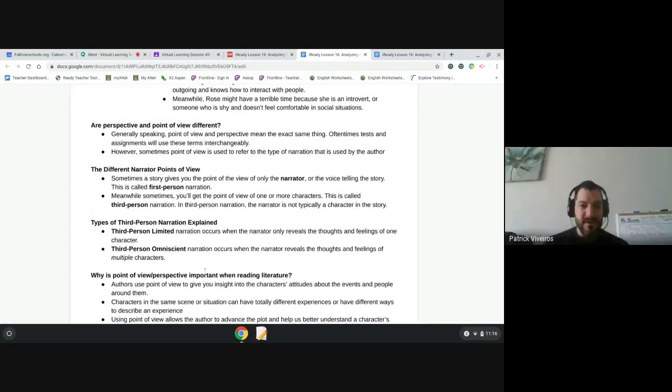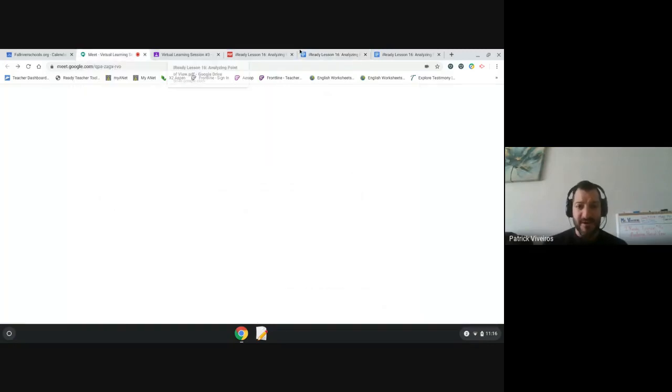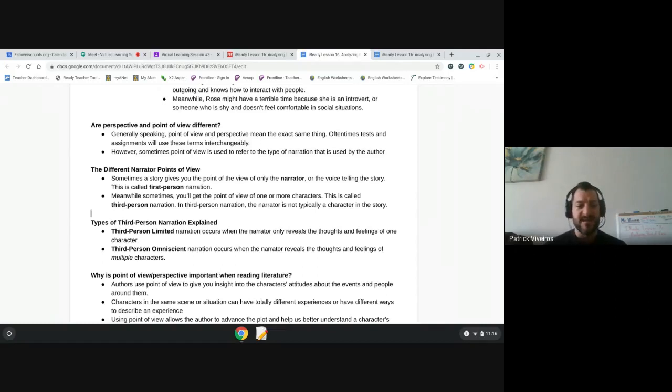Meanwhile, with third-person omniscient narration, this occurs when the narrator knows the thoughts and feelings of multiple characters. So again, in third-person narration, they're telling someone else's story, a story that is not their own. But in third-person omniscient narration, the narrator knows the thoughts and feelings of multiple characters. So that means they know more than one character's thoughts and feelings, as opposed to third-person limited, where the narrator only knows the thoughts and feelings of one character.